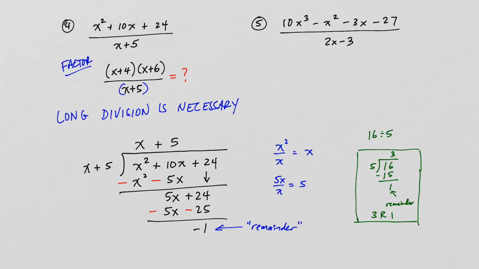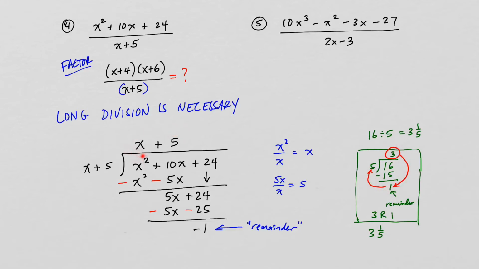But then later on, you learn that you can write your answer a different way. You can write your answer starting with the 3, that's your quotient, and then you come down to the remainder and put that over your divisor, and you would write your answer as 3 1/5. So 16 divided by 5 is 3 1/5. Well, this is no different. So when we write our answer here, we're going to follow this same pattern.